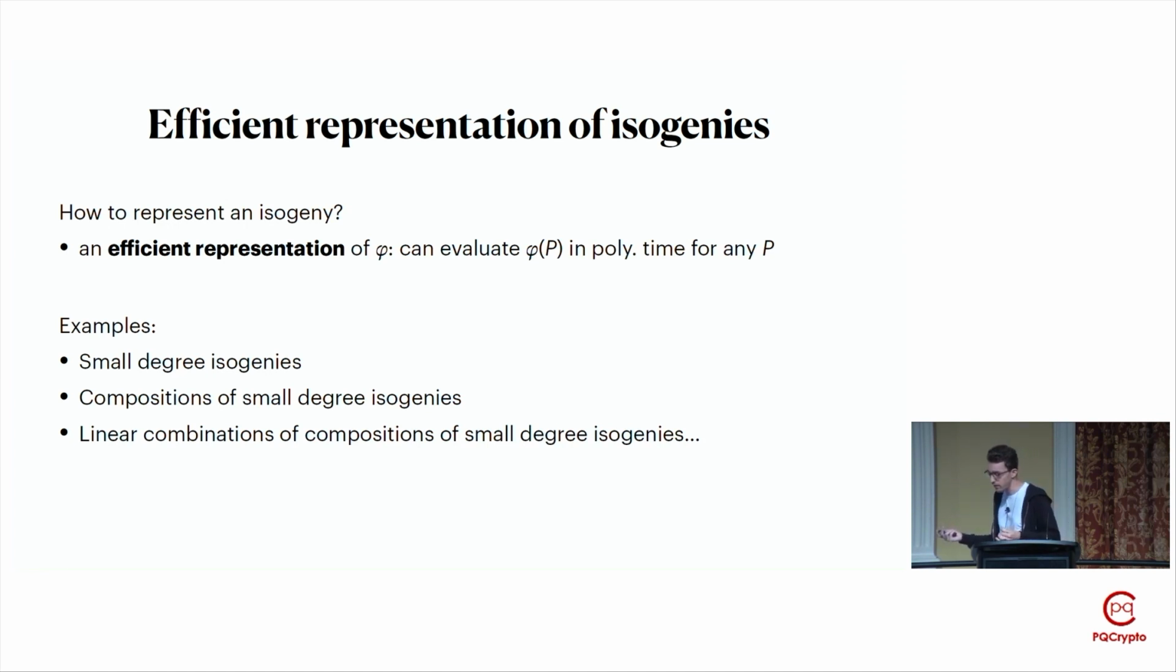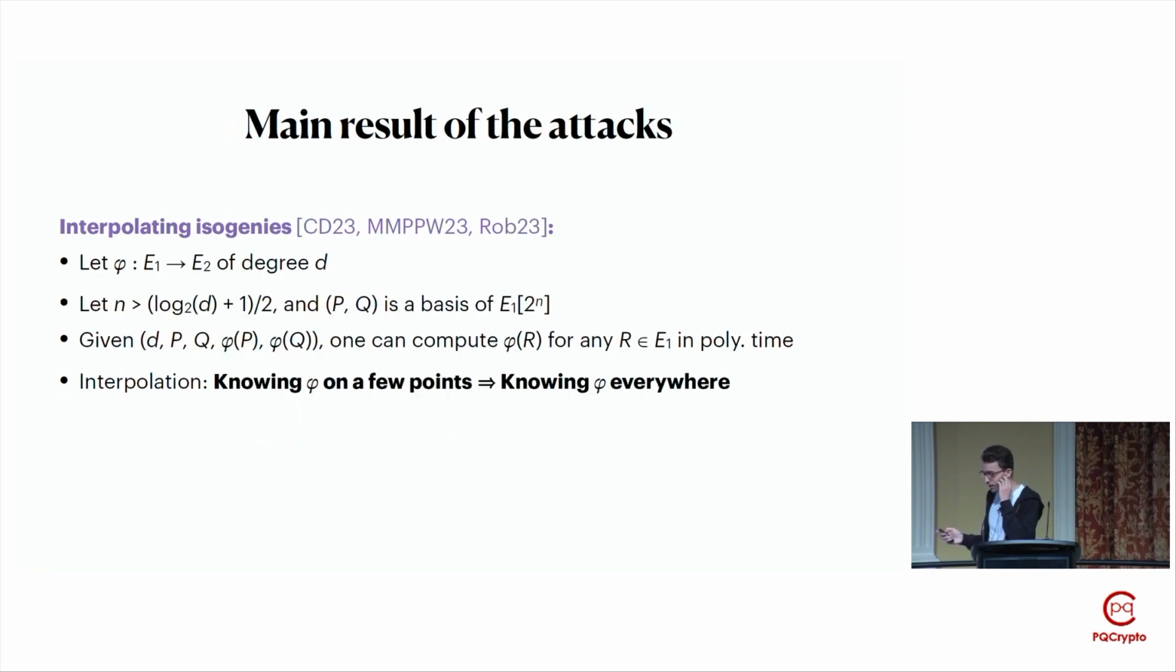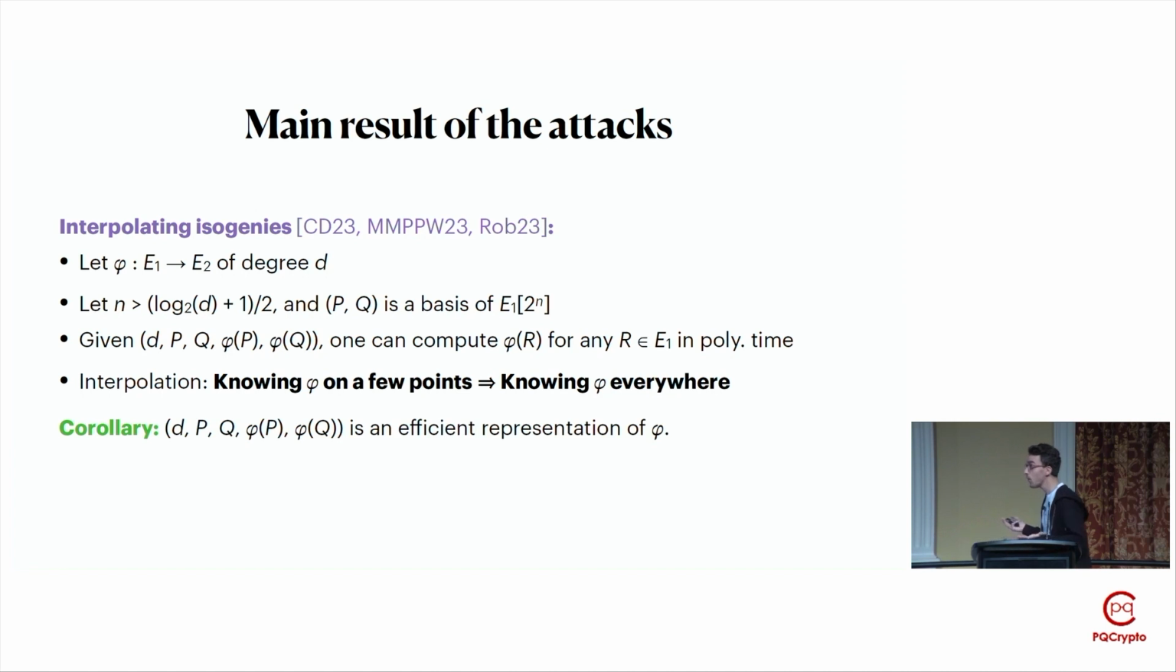You can do even fancier things. If they have the same source and target, you can take linear combinations of isogenies. But still, it always boils down to using very small degree isogenies and using them to build more complicated stuff. We're still stuck with these small degree isogenies. But let's have another look at the main result of the attacks. It's an interpolation result that says if you know the isogeny phi on a few points, then you know the isogeny phi everywhere. So this tuple, d, P, Q, phi of P, phi of Q, is an efficient representation of an isogeny. It is enough data to evaluate your isogeny on any input.